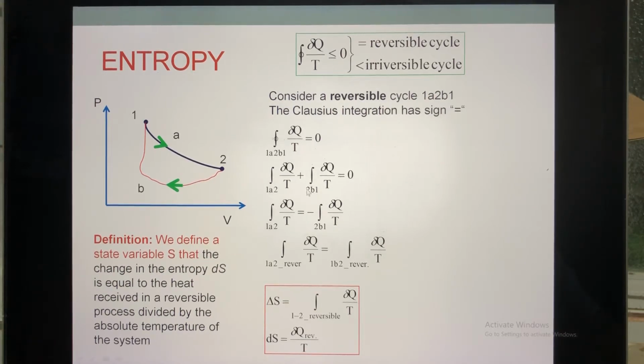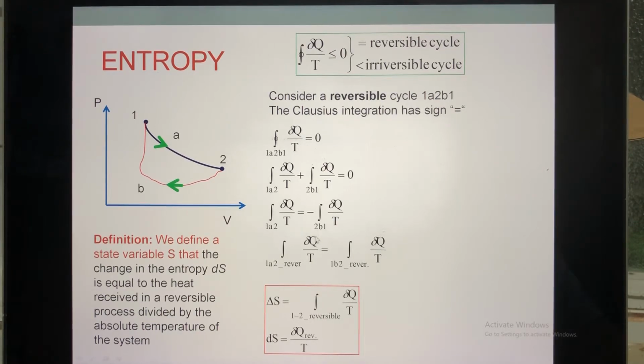So what do we do next? Here I move this term to the other side of the equation, so I have this one. Now if I don't want to have a minus here, instead of 2B1 I change to 1B2. So here I change the minus to plus like this. Now you see, if we have a reversible process, whether you go by 1A2 or you go by 2B1, you have the same; the change of heat over temperature is the same.